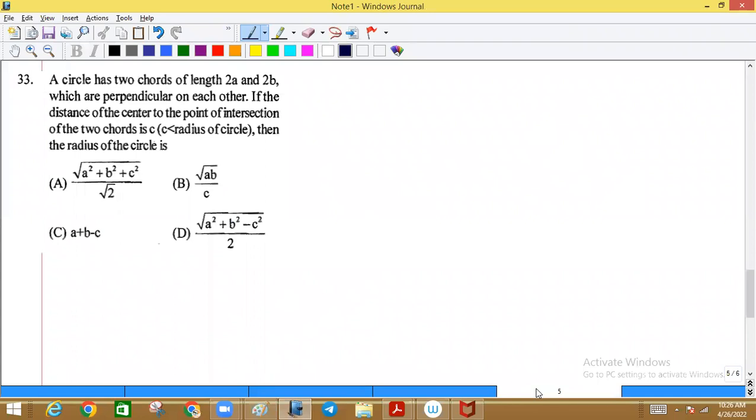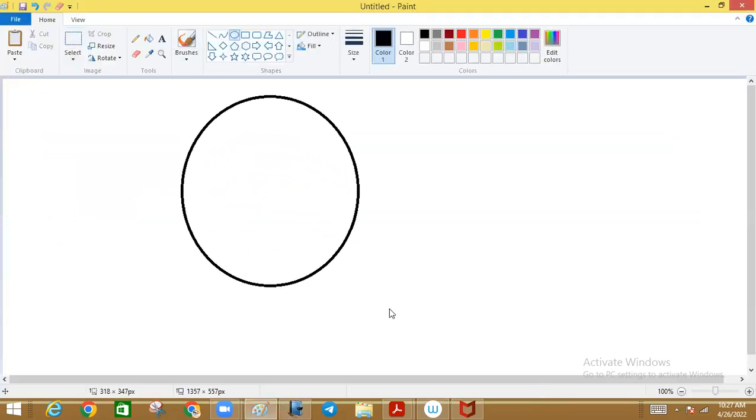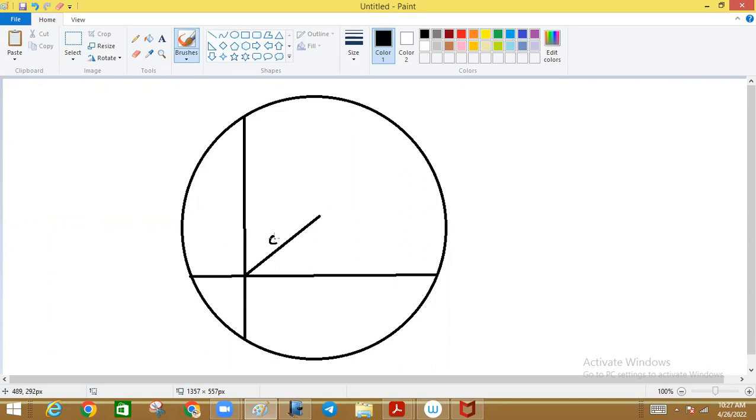The circle has two chords of length 2a and 2b which are perpendicular to each other. If the distance of the center from the point of intersection of the two chords is c, then the radius of the circle is. So in a circle, there are two chords which are perpendicular to each other. One chord is like this. One chord is like this. The distance from center to the point of intersection is c. Distance from center to the point of intersection is what? C here, right?